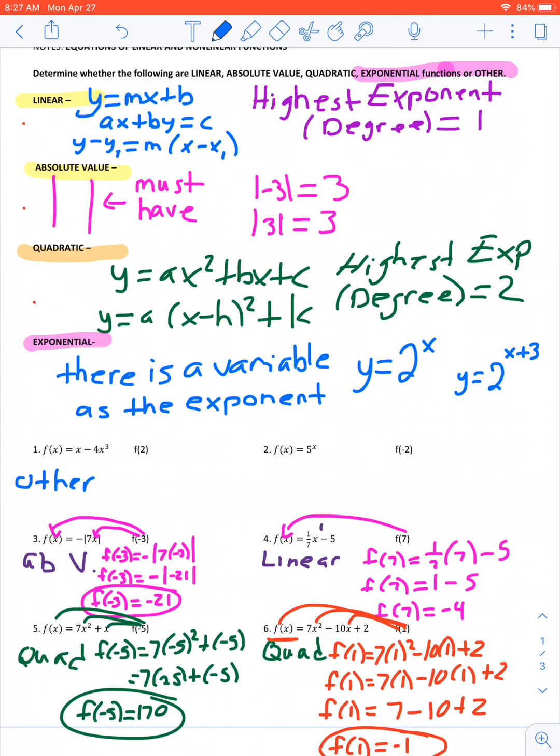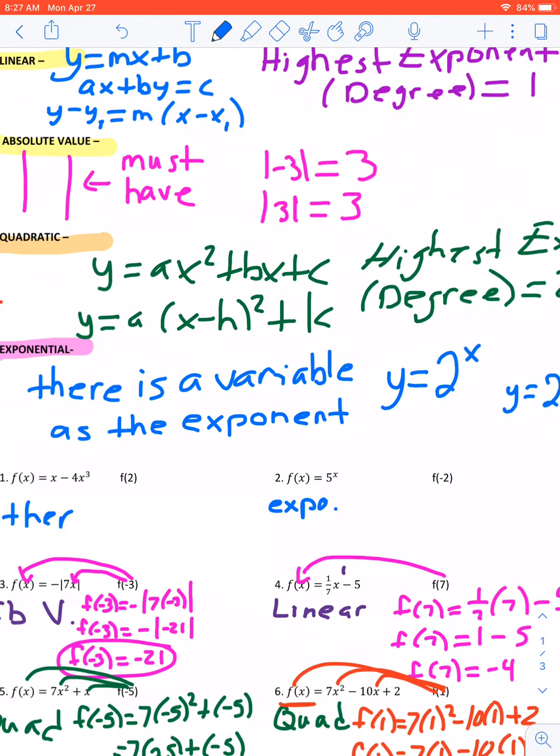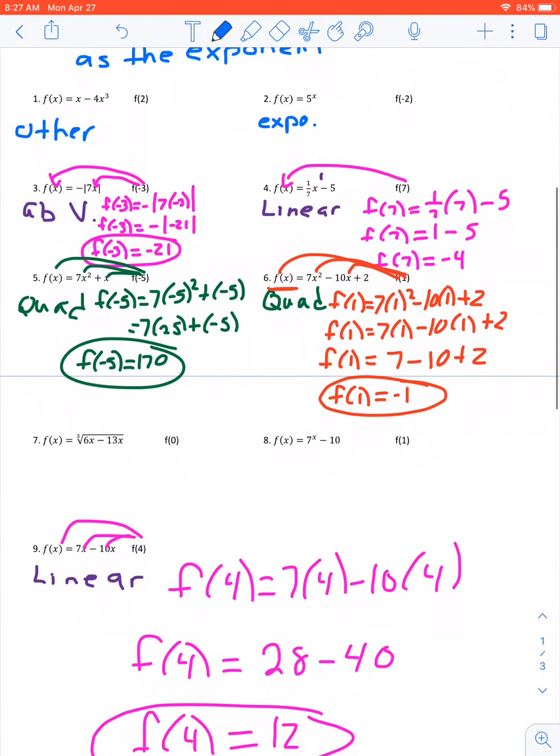Number two, it's 5 to the x power. So there's a variable as the exponent. So that's going to be exponential. I like to abbreviate exponential as EXPO. It's a long word to write out, and I know you mean exponential there. So 1 was other, 2 was exponential. We already classified 3, 4, 5, and 6 on our notes from earlier this week, so beautiful.